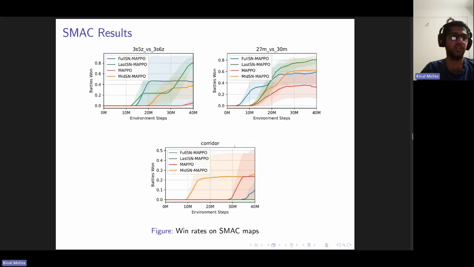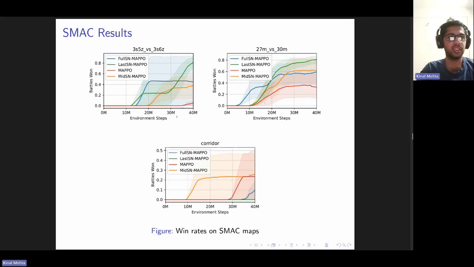Now let us look into the StarCraft environment. Here is where things get interesting. If we look at MAPPO, which is the red line, we can see it almost never converges in the first environment. In the second environment, it does converge, but its battle win rate is less than 0.4. It basically wins less than 40% of all the battles that it is evaluated on. And then there's the corridor environment, where it is able to win around 25% of the battles. All of these 3 are super hard maps of the StarCraft environment.